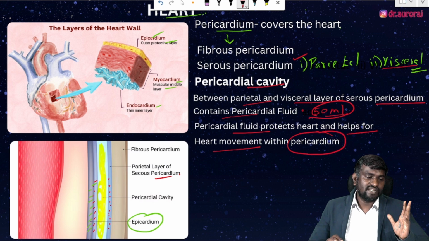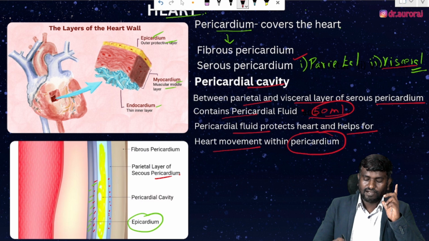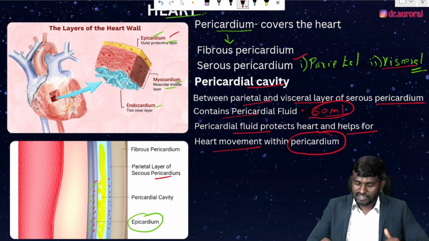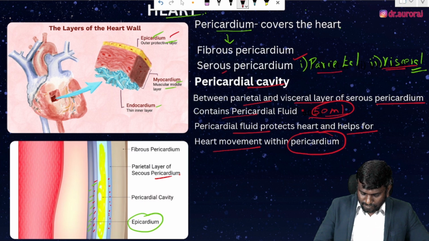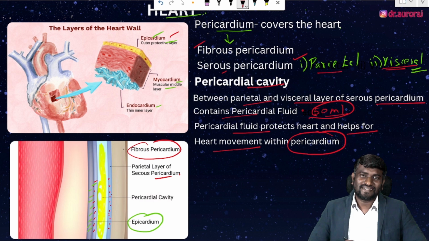Let's quickly revise. We discussed the endocardium, myocardium, and the epicardium, and we discussed the pericardium also, which is going to have the fibrous layer and the serous layer, which is further divided into parietal and visceral. So I hope you have understood the layers of the heart.